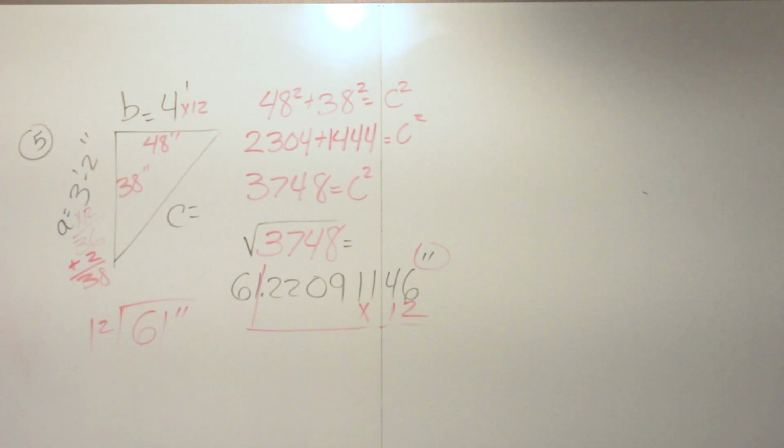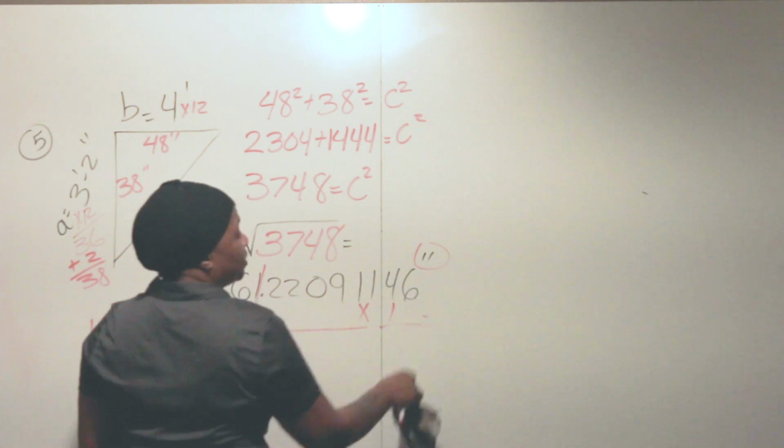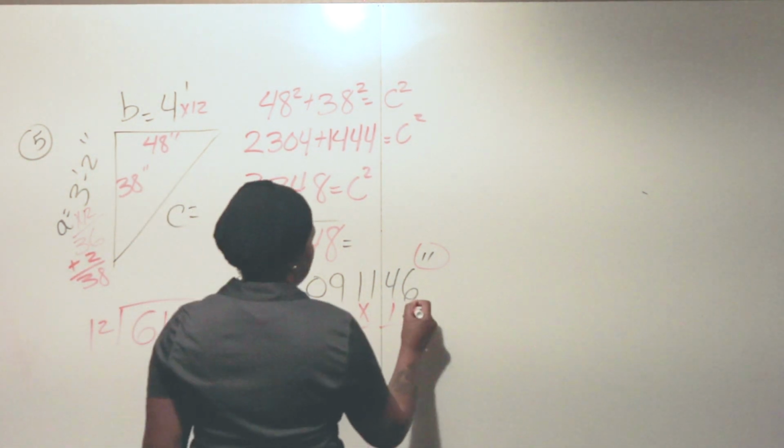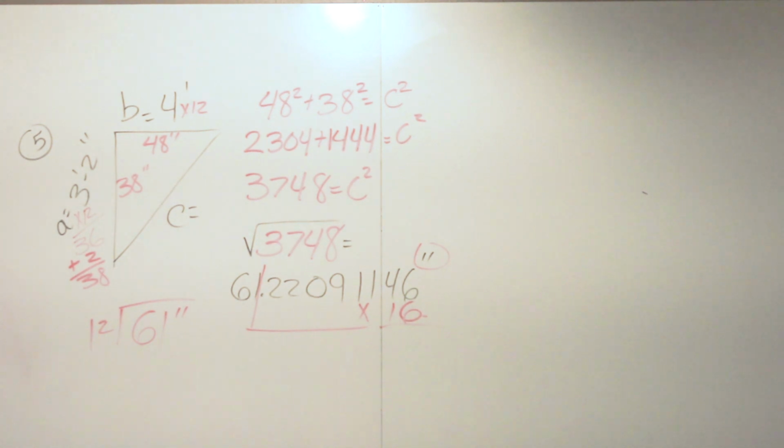12. 0.2209 1146 times 12. I'm sorry, I'm tripping. I'm glad I caught it. Times 16 equals inch.